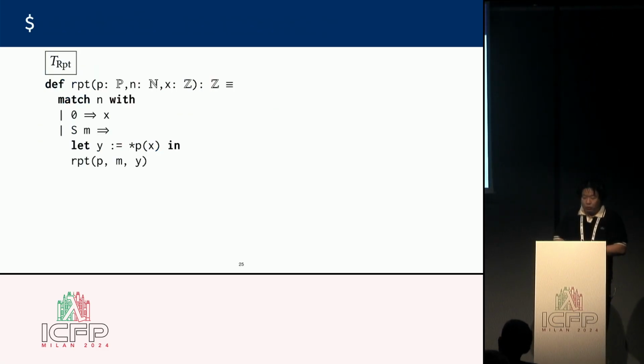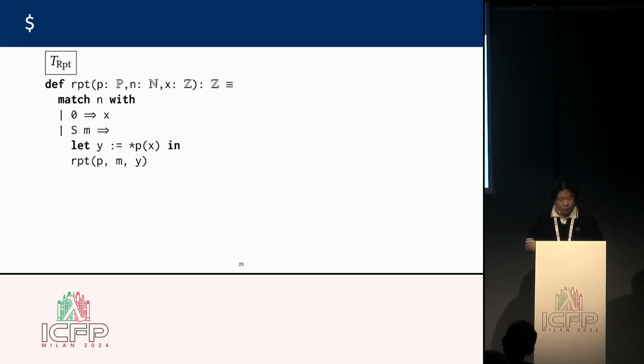Let us consider a simple repeat function, which takes p, a function pointer, n, the number of times to repeat, and x, an argument. It is implemented using recursion in programming languages like C. And I'm going to give a polymorphic specification as follows.